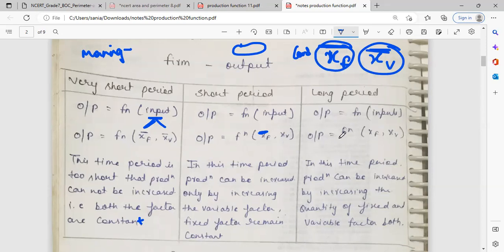But the long period is, for example, next year you have your marriage. Over here you can change both the fixed factor as well as the variable factor. So in this time period, production can be increased by increasing the quantity of both the fixed and the variable factor. You can change the laborers. Earlier 10 laborers were there because 10 people were coming.